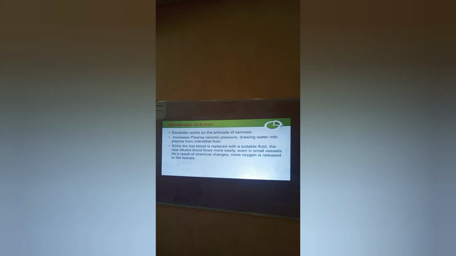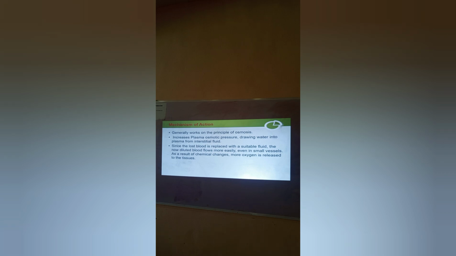Okay, good morning everyone. I'm picking up colloids, in particular examples of colloids and how they work in the body. Before we move into the colloids, it's also important to know the properties of colloids. Since we are trying to treat patients, we also need to try as much as possible not to cause further adverse effects.